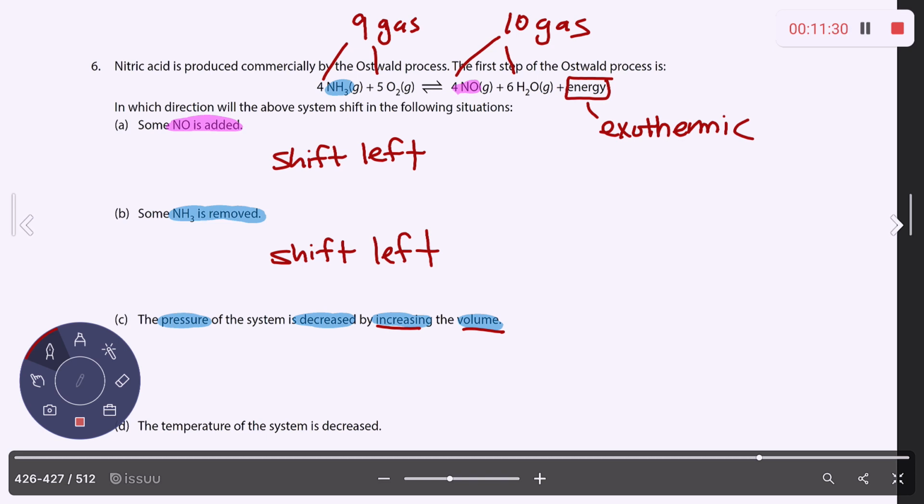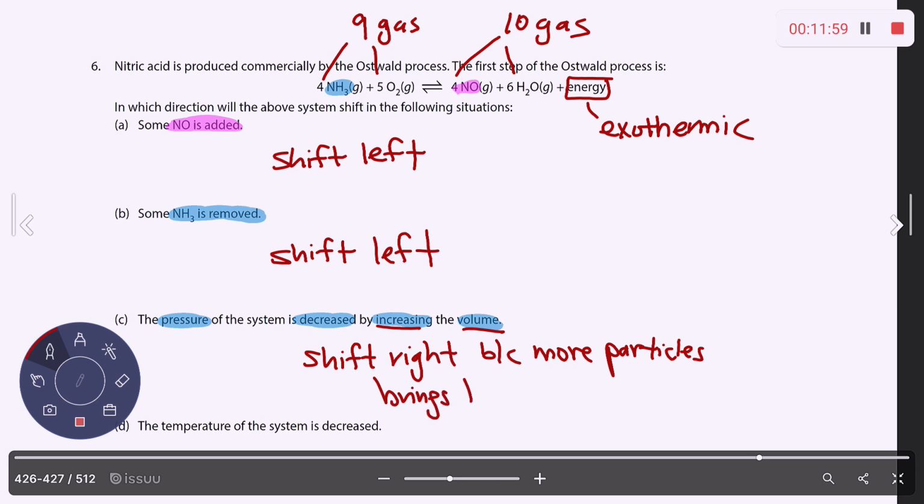Read your notes. The pressure dropped. How will I bring it back? Yeah, we would shift to the right because there are more particles on the right, and that will bring the pressure back up, and that will help restore equilibrium.